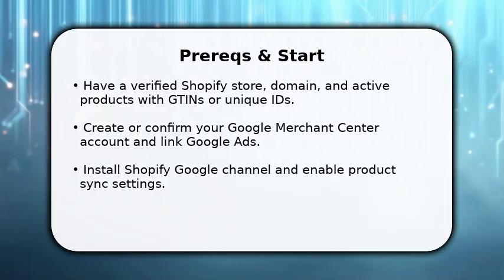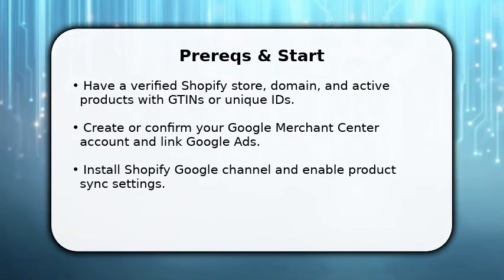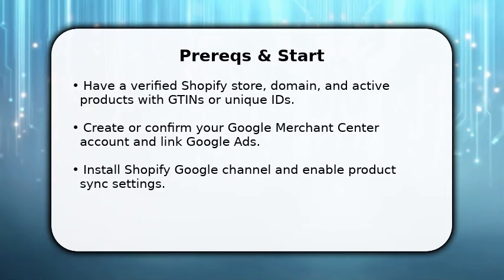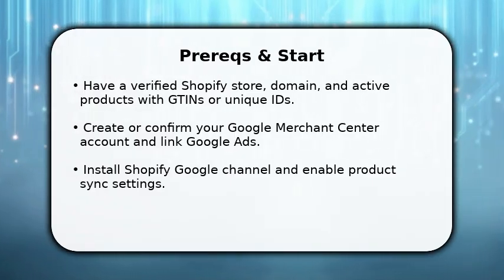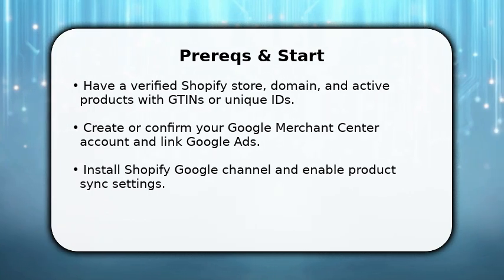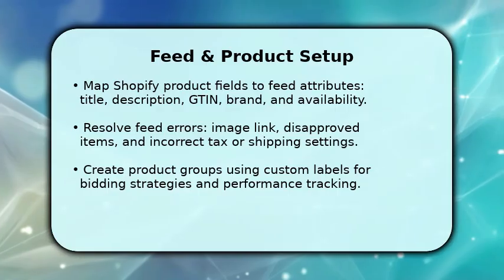Once done, install the Shopify Google Channel app and authorize access so product data can sync automatically. Make sure feed settings match your currency, shipping, and tax configurations. This reduces disapprovals and speeds up the next steps. You now focus on the product feed and targeting.